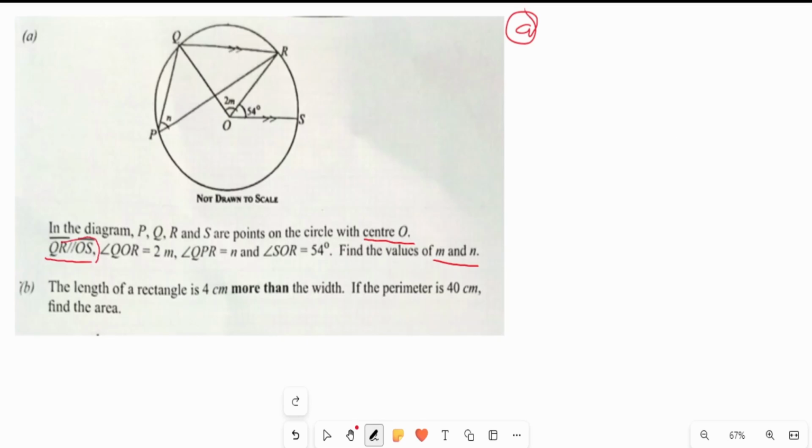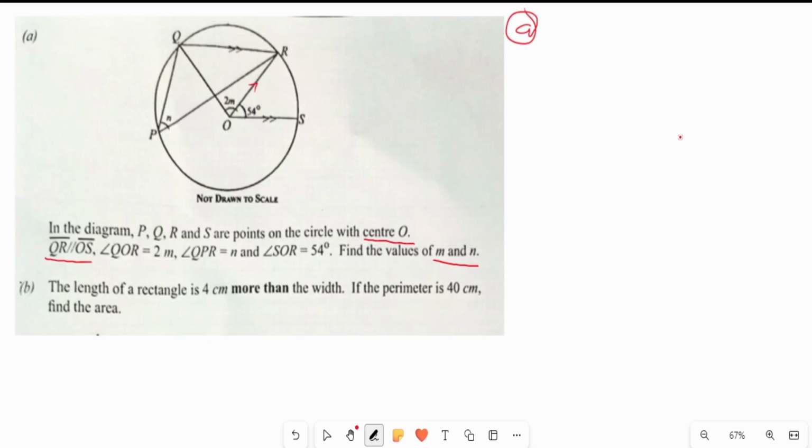And we are using this information first, that segment QR is parallel to segment OS. If the segment QR is parallel to the segment OS, then it means that OR, this one, is a transversal. And someone might ask, what is a transversal? A transversal is just a straight line that crosses parallel lines.